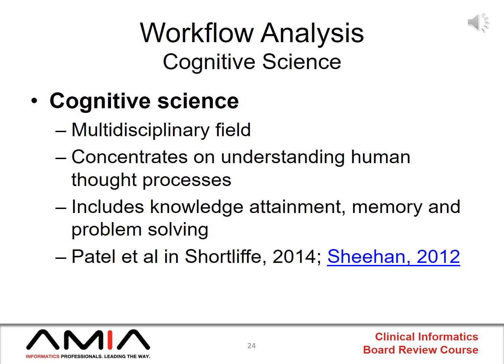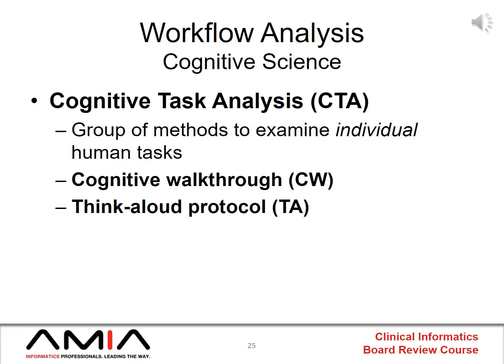There are several references for this, as well as for everything else in this talk, in the references that have been provided, as well as the ones on this slide. There are a couple of approaches that you should be aware of within cognitive science. The first is cognitive task analysis. Cognitive task analysis is a group of methods to examine individual human tasks. Two examples of cognitive task analysis are cognitive walkthrough and a think aloud protocol.